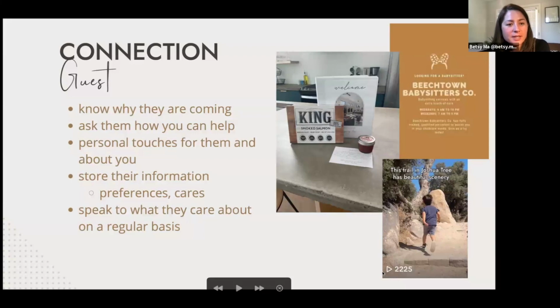So on the guest connection side, Dawn is the rock star with this. But the basics for the operational side of things, like you should have in your pre-booking message, so what brings you to the area? Are you coming to celebrate something, a special occasion? So you want to know why they're coming. You want to, in your booking message, ask how you can help elevate their experience.